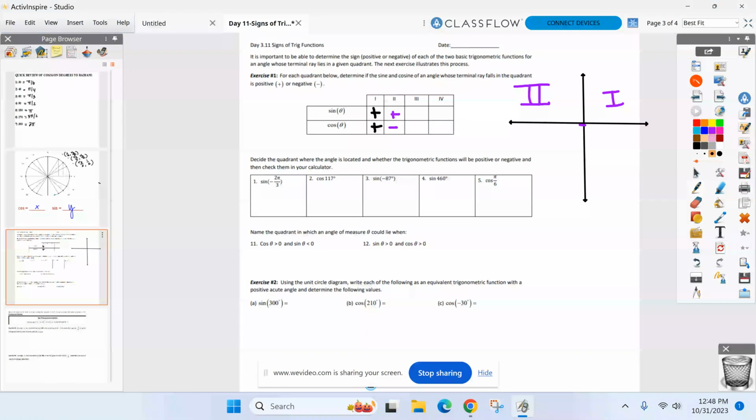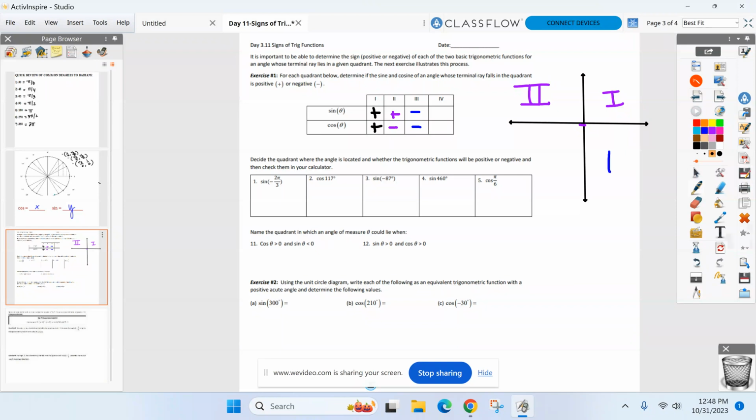Ooh, what about quad 3? What do you think about the sine and cosine values in quad 3? Both should be negative, absolutely. Both should be negative. And then what about in quad 4? What do you think?